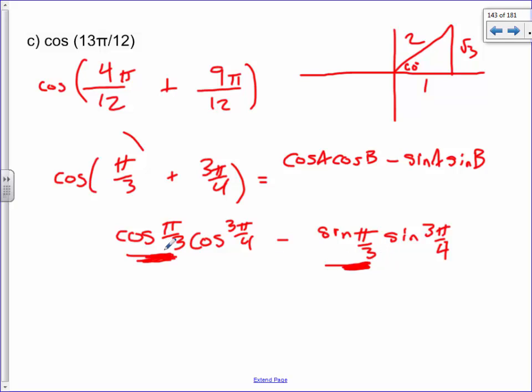What is the cosine of pi over 3 according to this triangle? 1 over 2, adjacent over hypotenuse. So rather than writing cosine pi over 3, I'm going to write 1 over 2. And then over here, here's the other angle that requires pi over 3, but it's sine of pi over 3. So sine of pi over 3 is root 3 over 2.